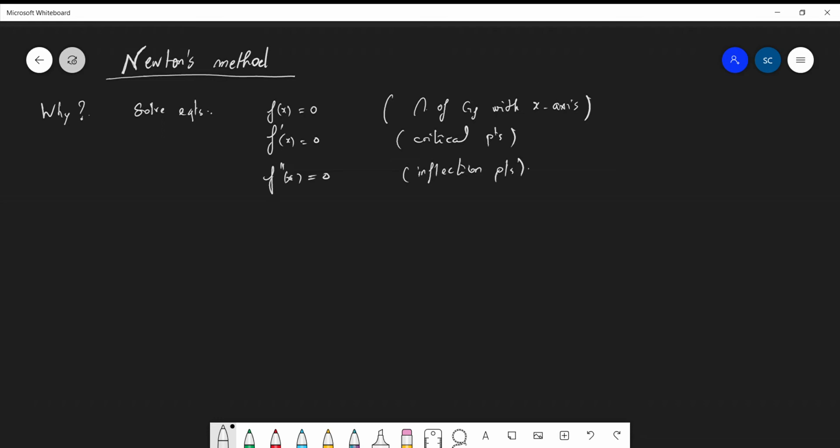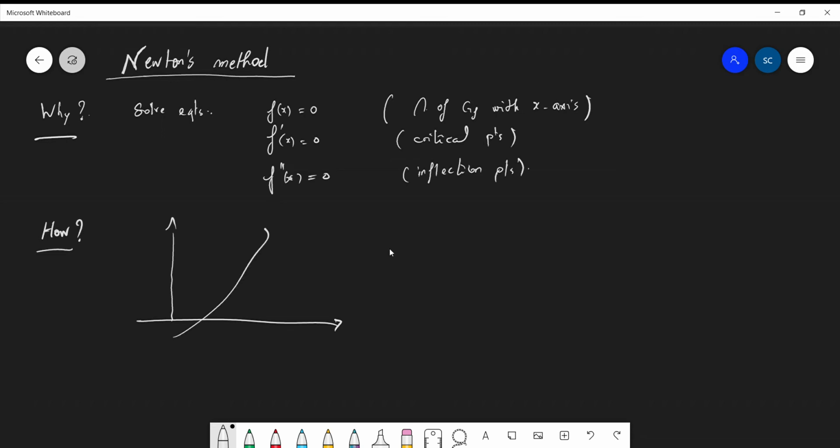So let's describe the method. It's based on the following. Suppose that we have to solve an equation f(x) = 0, and suppose that we could locate our root somewhere. Suppose that we have a curve, and it crosses the x-axis somewhere here.